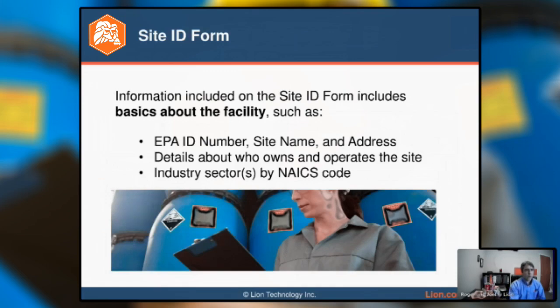Beyond that, filling out the form is quite easy, to be honest. It's really just providing some basic information about your site. So you're going to be writing down things like your EPA ID number, the site name, the address, details about who owns the site, and your industry sector code.